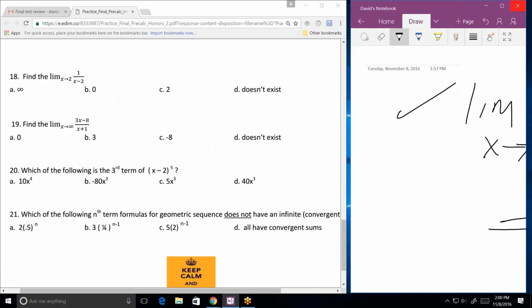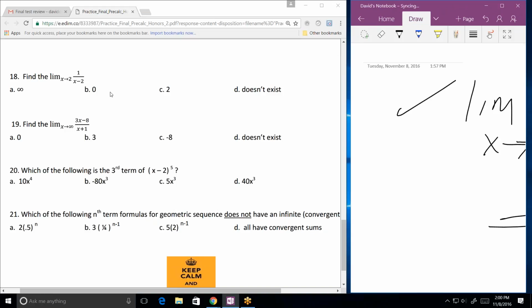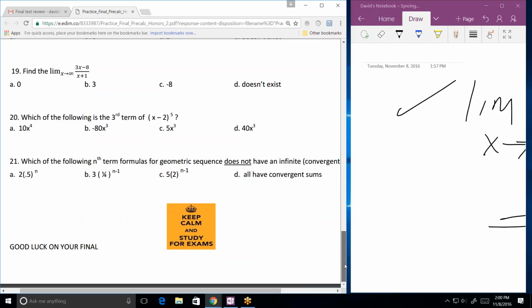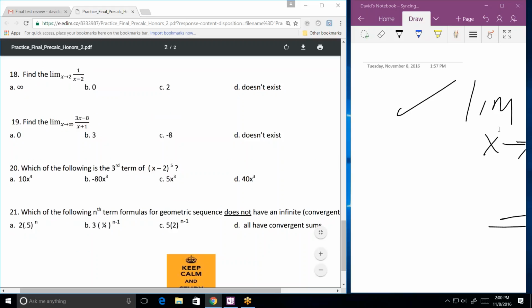All right. Let's make sure we know where we left off. Looks like we left off at 18. So how many more do we have? Not that many. We got almost all of them, 19 through 21.